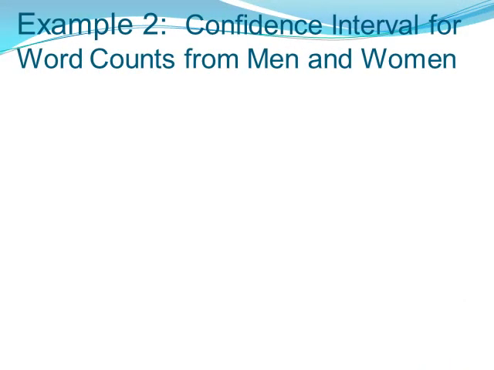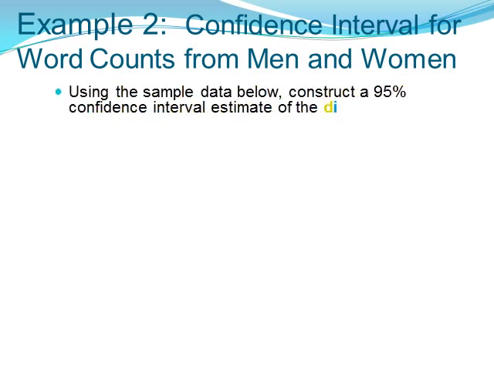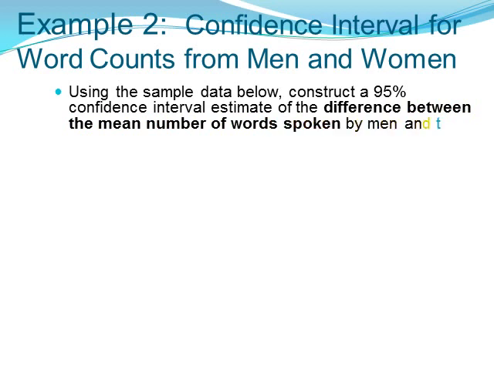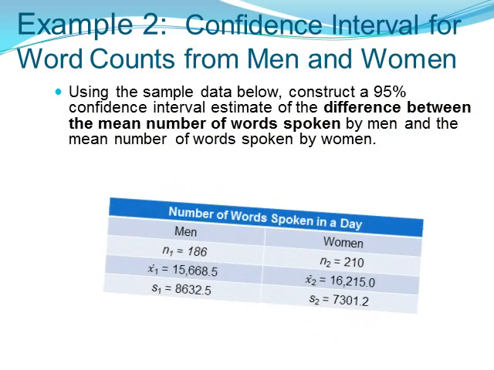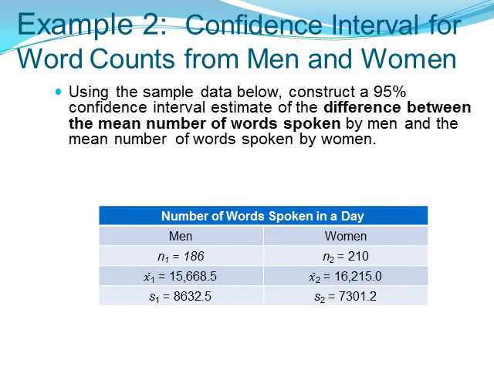Using the sample data below, construct a 95% confidence interval estimate of the difference between the mean number of words spoken by men and the mean number of words spoken by women. So this is the same sample data that we used for example 1. The difference is we want to set up a confidence interval for this example.